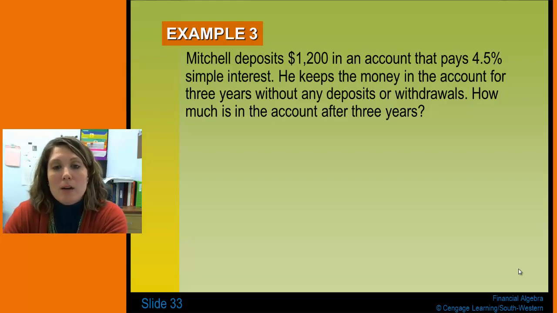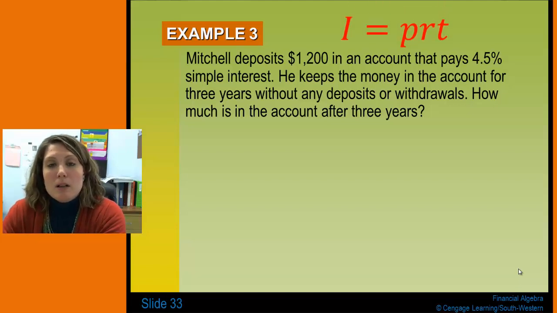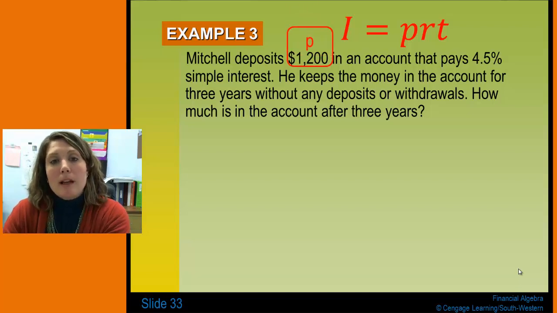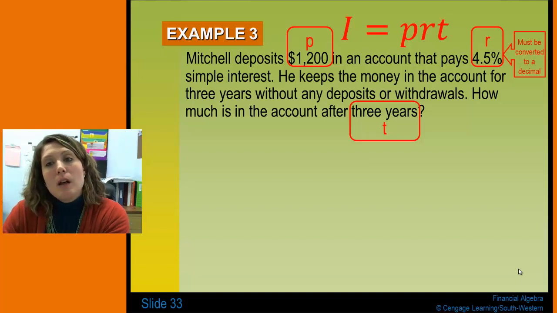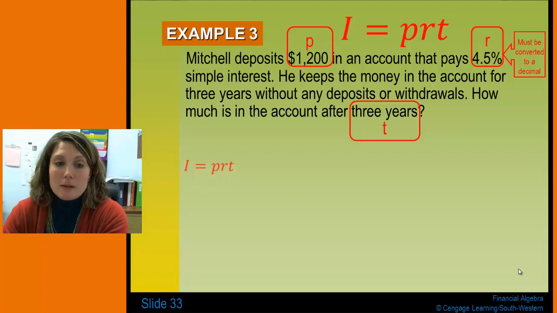How much is in the account after 3 years? Well, I need this formula, I equals PRT, interest equals principal times rate times time, and I need to pull out my information. So there's my principal, there's my rate, but I must convert that to a decimal. Here is my time, we want to know after 3 years. They also want to know how much is going to be in the account after 3 years. So not only are we going to need to know what he earned on that, but we're also going to need to know the total after what he had already put into the account.